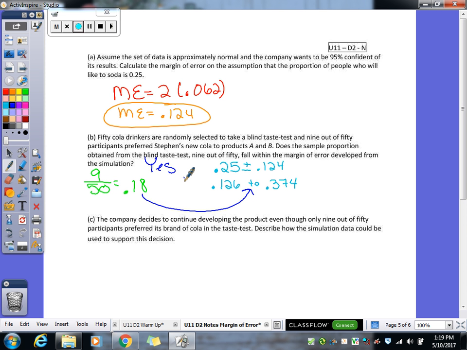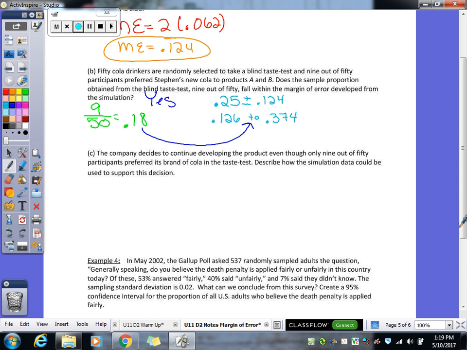So the company decides to continue developing the product even though only 9 out of 50 participants preferred its brand of cola in the taste test. Describe how the simulation data could be used to support this decision. Now remember, they said they wanted 25% of the people to actually like it in order to continue going on further with making the product. So why are they still going to run if only 18% liked it? Some people still liked it, but they wanted 25%.